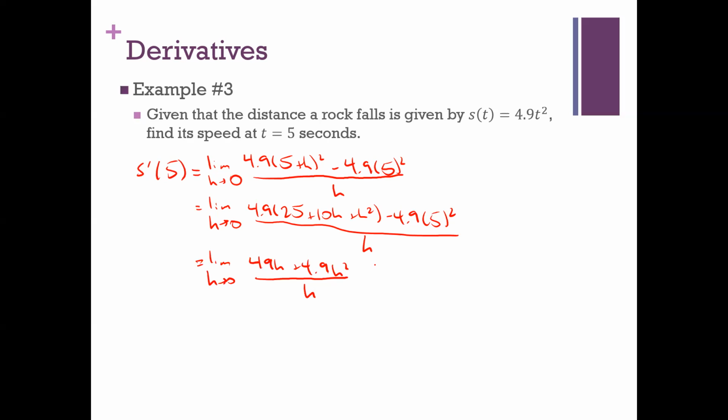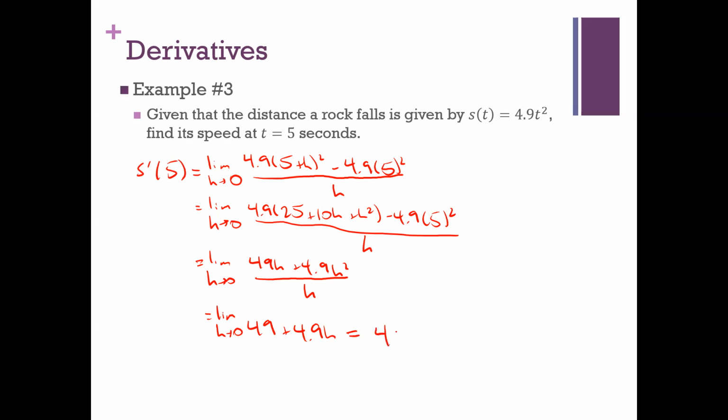So this is the situation I wanted, right? One more rewrite, and we can get to a place where this can be evaluated. The limit as h approaches 0 of 49 plus 4.9h. What is that limit?